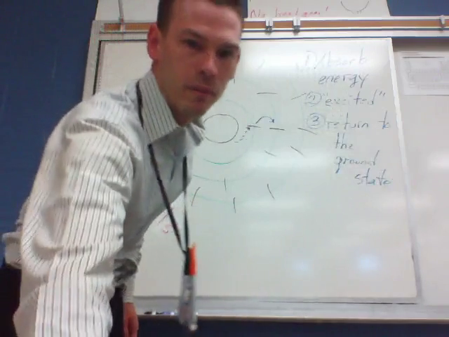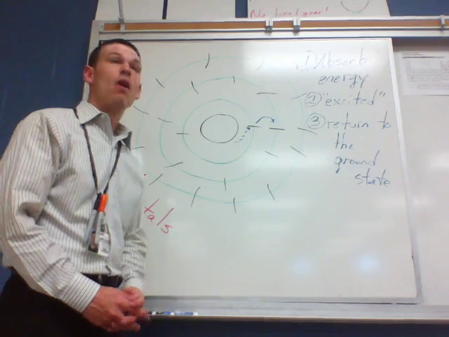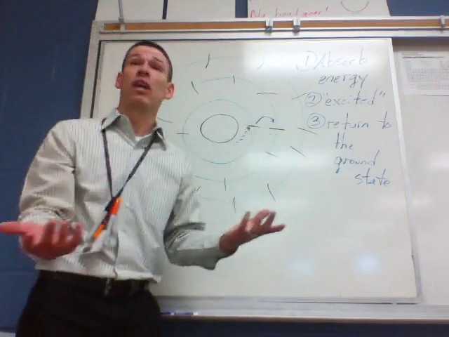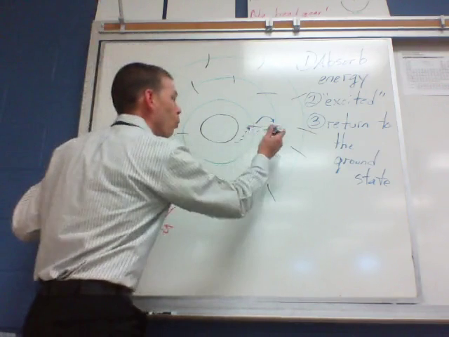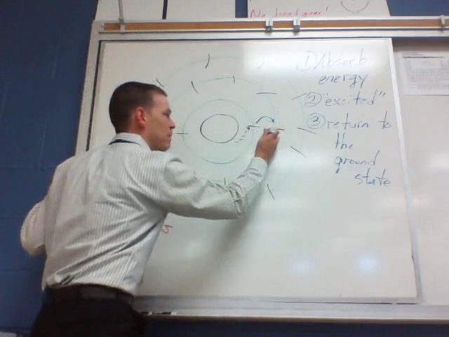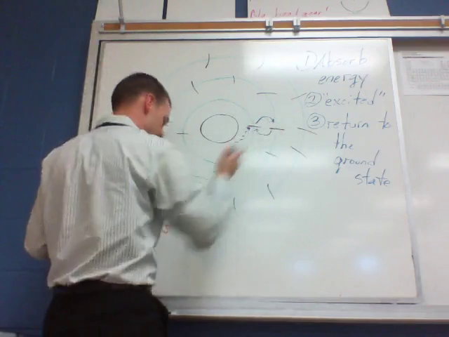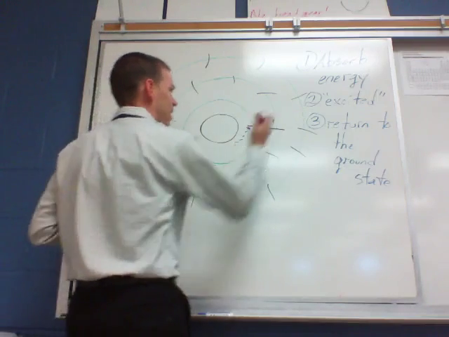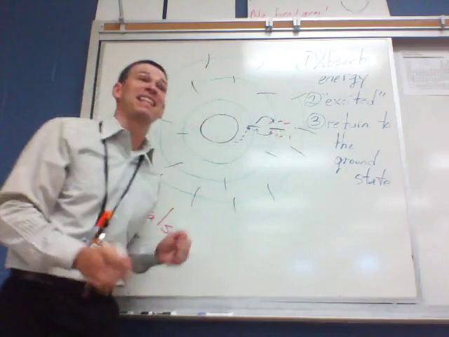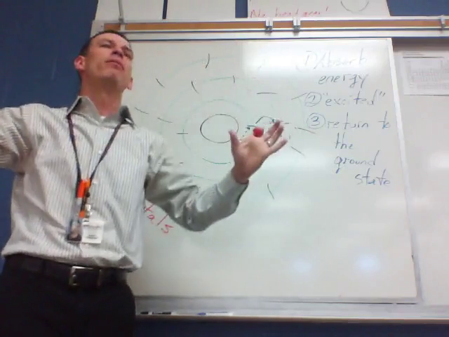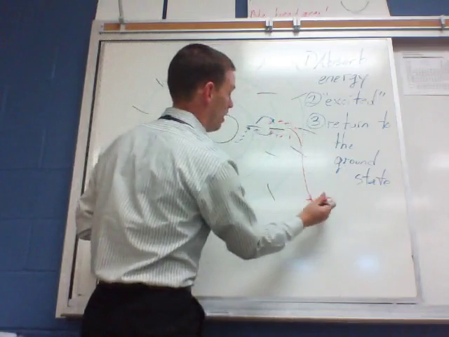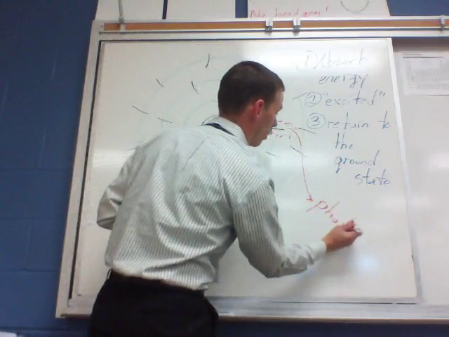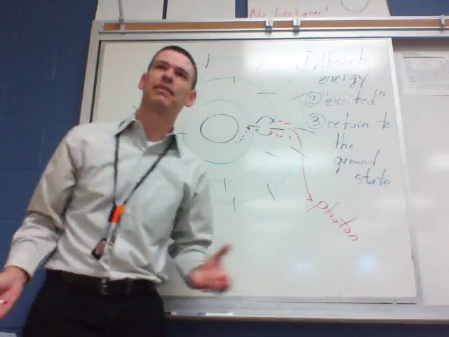I'll give you a moment to write. The ground state refers back to where he started, back to where he usually lives. But watch what happens. When this electron returns back to the ground state, the energy that he was holding on to that was making him excited, he's going to shed it. He's going to get rid of it. And when he does that, we see that energy as what we call a photon, which is light.